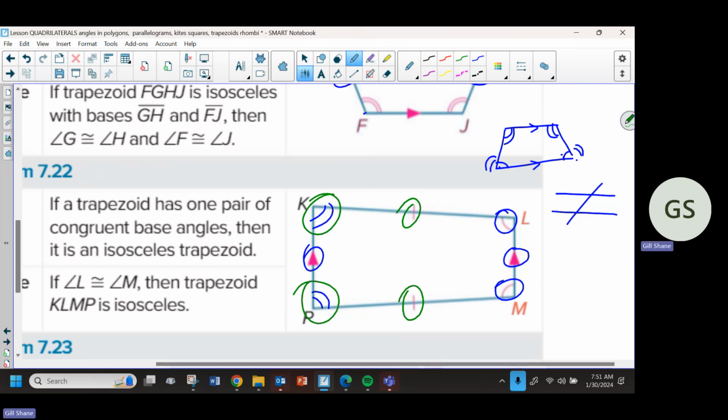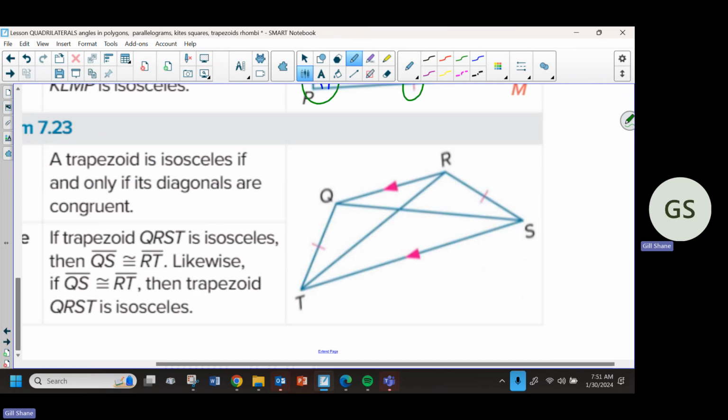All right, next one. I think it's the last one. Trapezoid is isosceles if and only if diagonals are congruent. All right, so if we have, again, you have to be told that because we have to know it's a trapezoid to start with. So we have to have one pair of parallel sides. I don't know why they're doing the markings the way they're doing it again. So that you wouldn't know that.